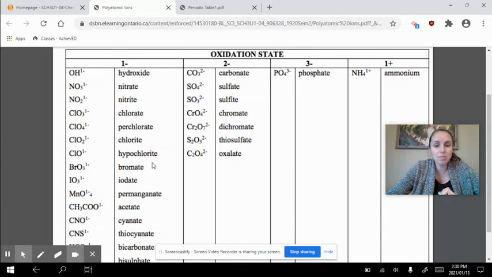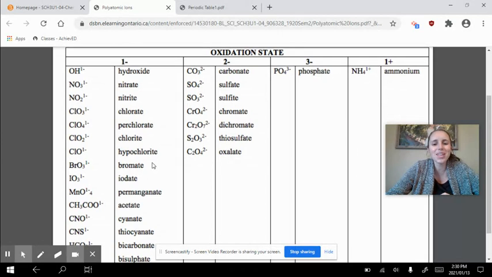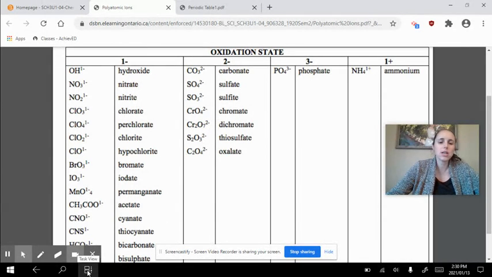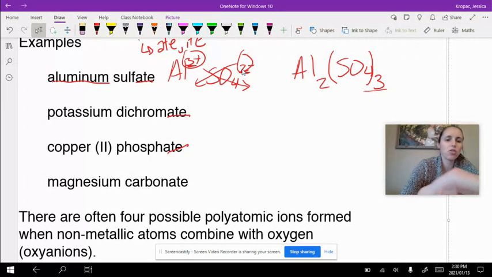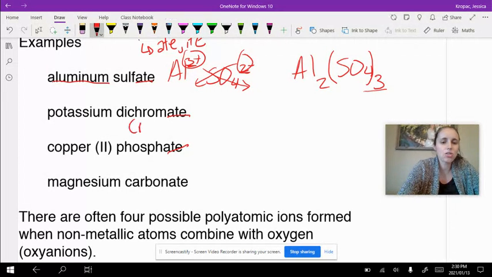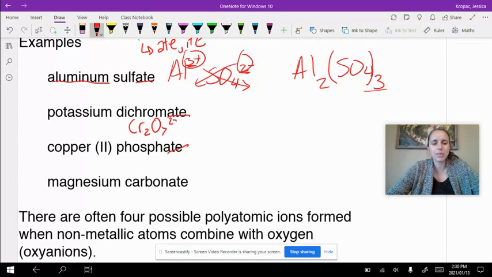Okay, that happens sometimes. That's okay. We have something that we actually don't have it on. Oh, no, we do right here. I found it. So dichromate's over here. So dichromate is Cr2O7 2 negative. So I'm going to write that down. That's what dichromate is. Cr2O7 2 negative. Now I need to figure out what potassium is.